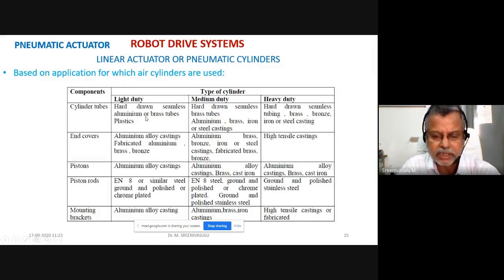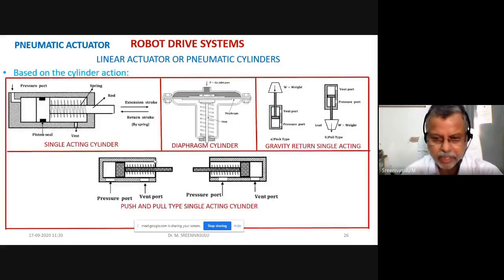And end covers: high tensile castings, aluminum, brass, bronze, iron, or steel castings, and of course brass and bronze also have been taken into account. So this is how this particular table deals with the mechanical aspects, and you can also get a feel that when robots are put in use, in particular with hydraulic actuators and pneumatic actuators, the role of mechanical people is much more, that you should feel.